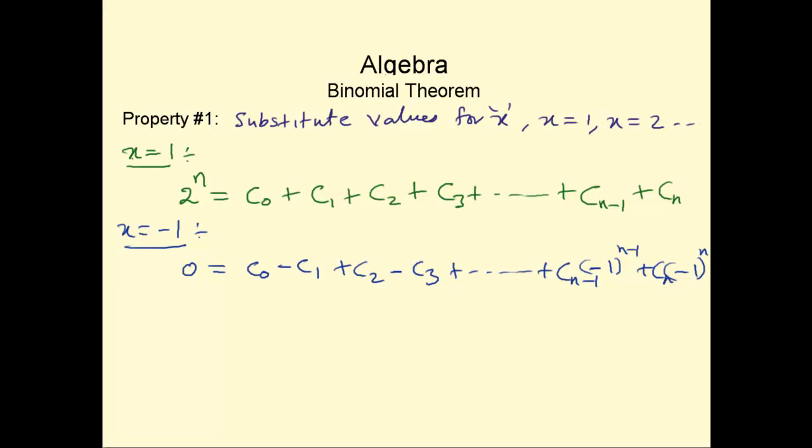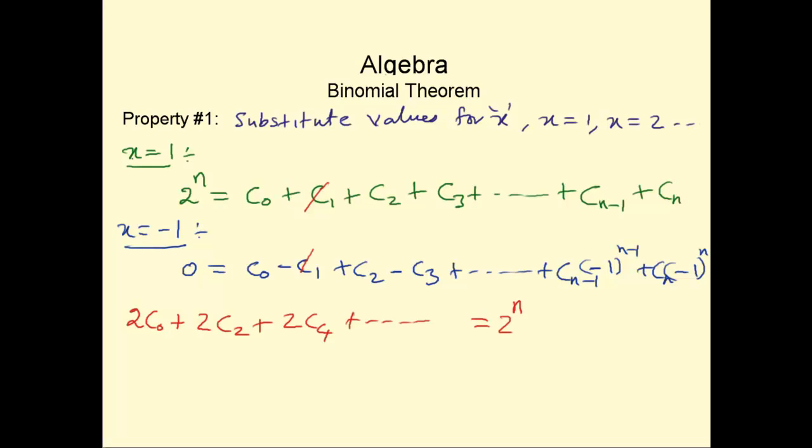Now let's add this equation here and this equation here. First let's add the right hand terms. So you have C0 plus C0 is 2C0, plus, what is C1 minus C1? Both cancel out each other. C2 plus C2 is 2C2 and C3 minus C3 is 0, and the next terms would be plus 2C4, and C5 cancel out and so on. Then on the right hand side it's 2 to the n plus 0 is 2 to the n.